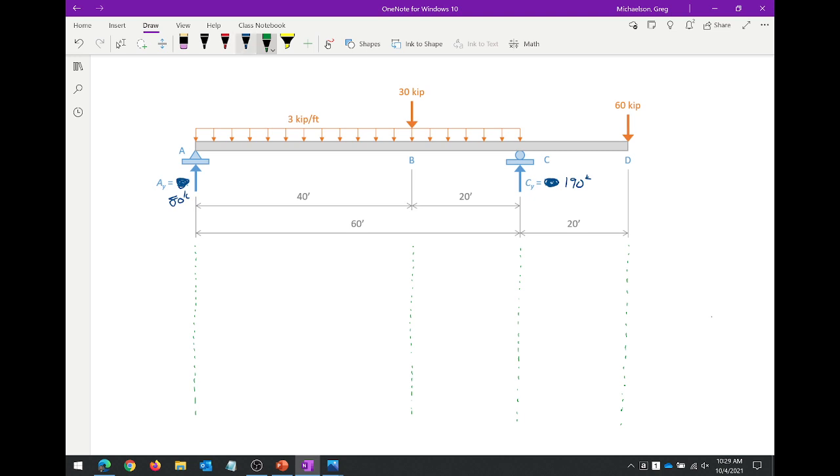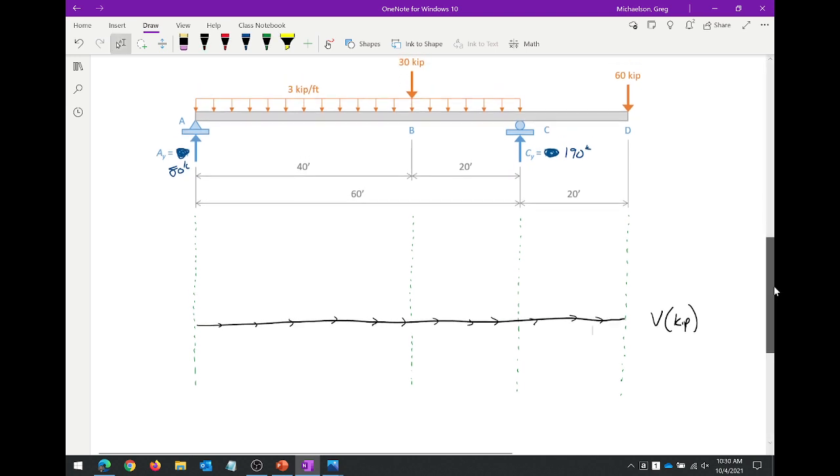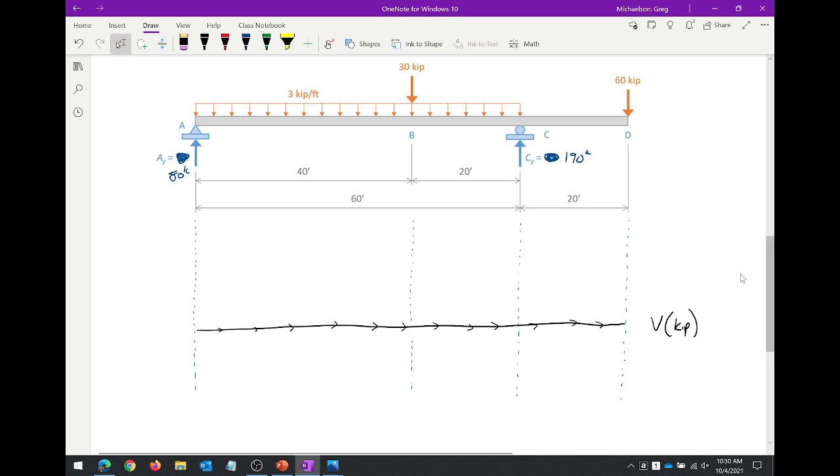And then what I'll do is I will draw, again, that flat horizontal line. Let's see, where do I want to put that? We'll put that right here. We'll call this V, kip. I'll put my little tick marks there so that I know that's the 0 line. And there we go. Okay, let me scooch that down just a little bit. There we go. Okay, I kind of like that.